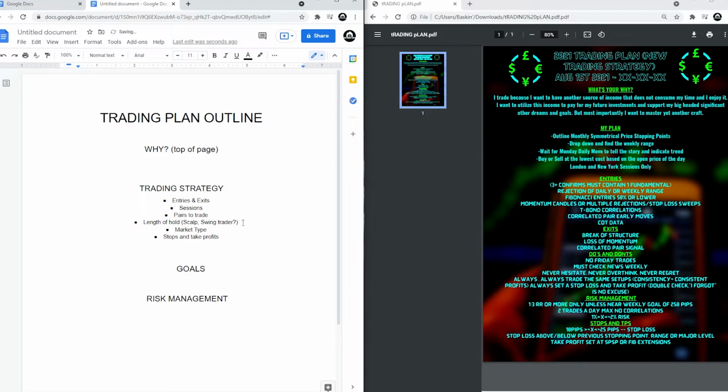Next, you want to have the market type. Are you trading during a ranging market? Are you trading during a trending market, or do you trade during both types of markets? And then you want to have your stop loss and take profits.